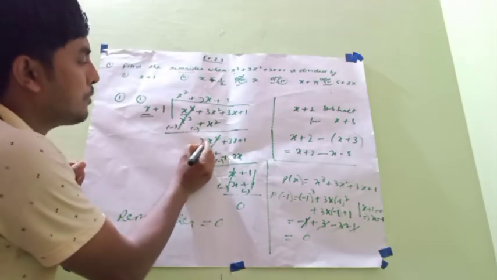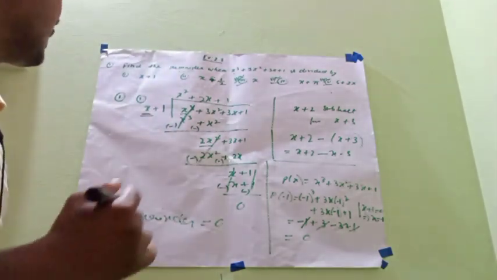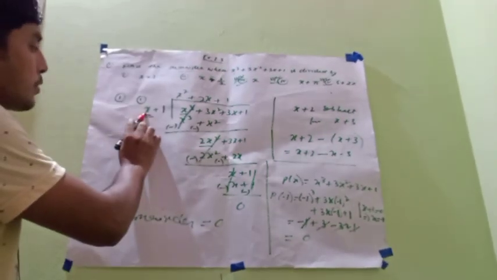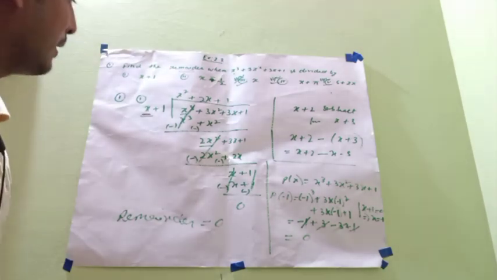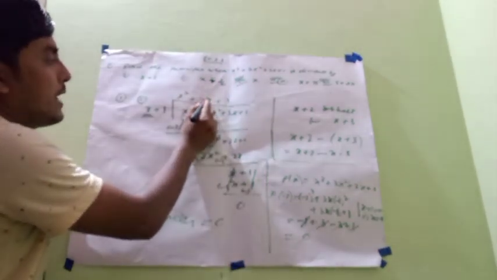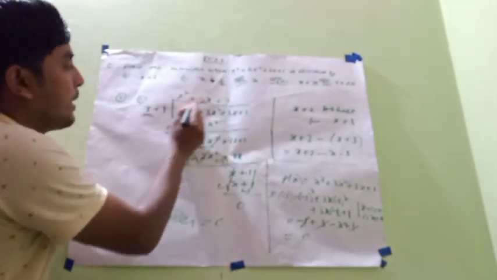Now what is in the first term? 2x square, and what is here? x. Now you have to think what should be multiplied with x to get 2x square. So here you have to multiply twice x. Twice x into x is twice x square. Then twice x is also multiplied with 1.